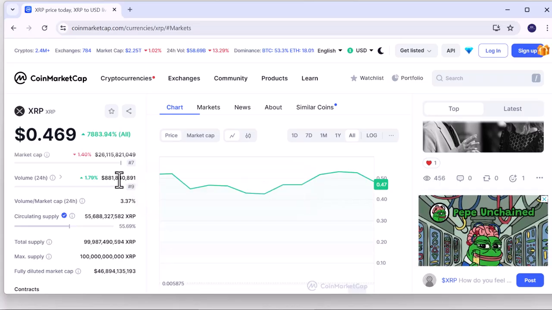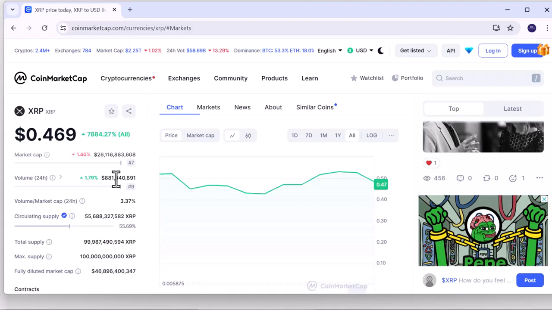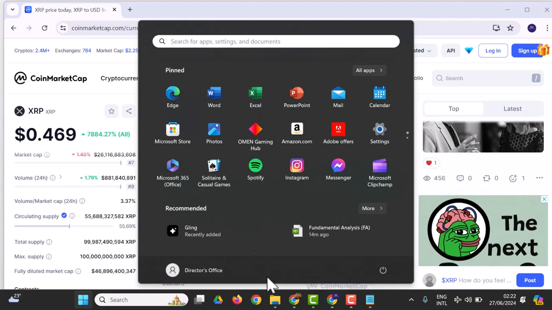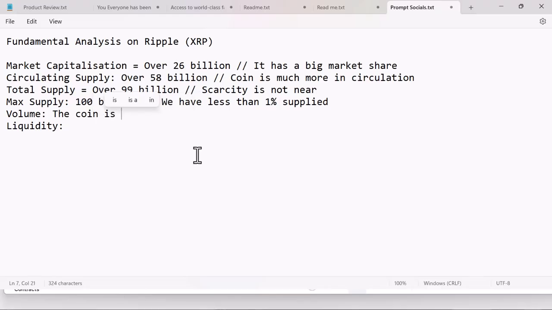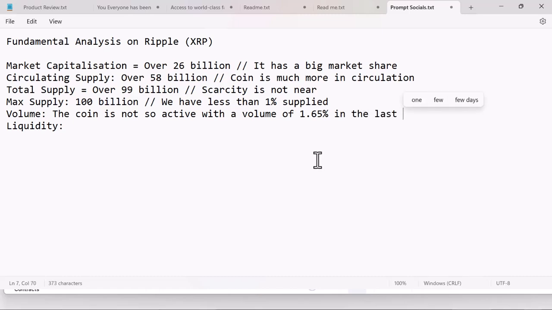So right now, the volume is 881 million out of billions. We have 1.79% of it being traded actively. So we are going to say the coin is not so active, with a volume of 1.65% in the last 24 hours.